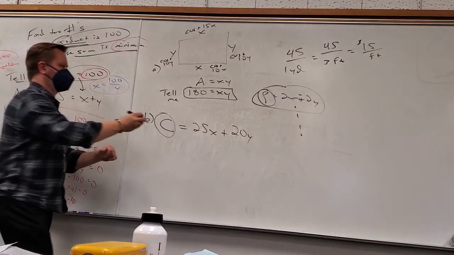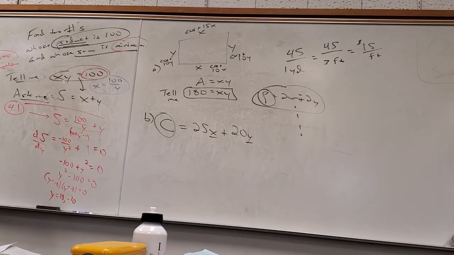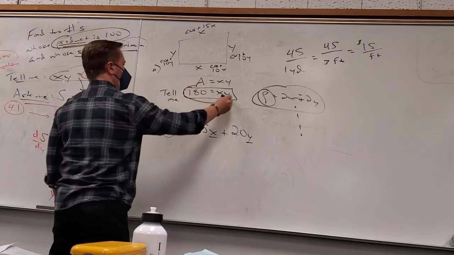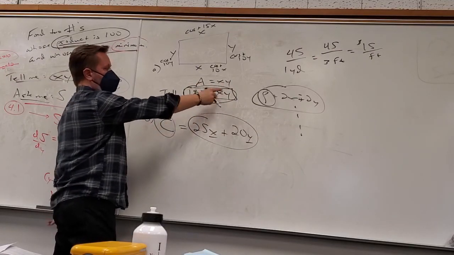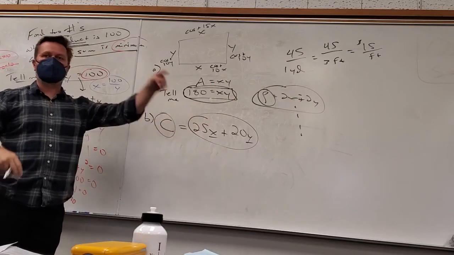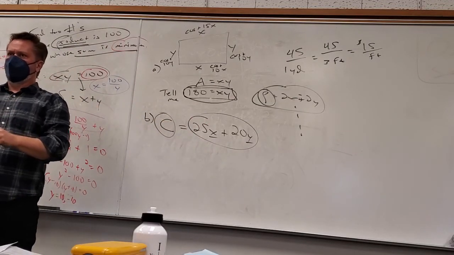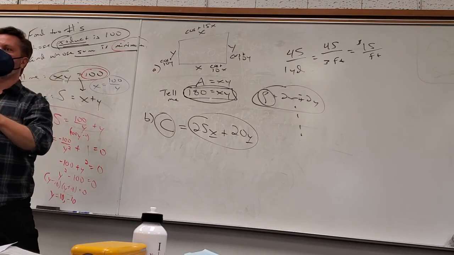Now, what's wrong? Too many variables. What can I do? Solve for one of the variables, doesn't matter which one. So you can plug it in, so you have a function of x or a function of y. And then we do derivatives, and then we're back in section 4.1.